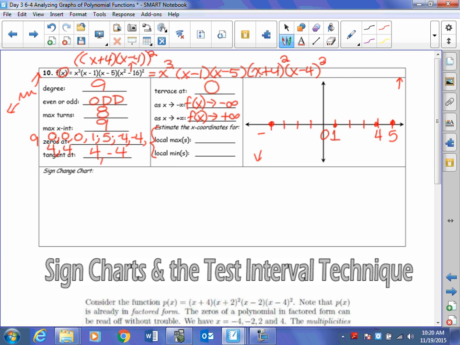I forgot to write my negative 4 here. So I know I'm going to have some points to the left of negative 4. So what would be a number that would be to the left of negative 4? Okay? Negative 5. I know I'm going to have some points in between negative 4 and 0. Negative 2.